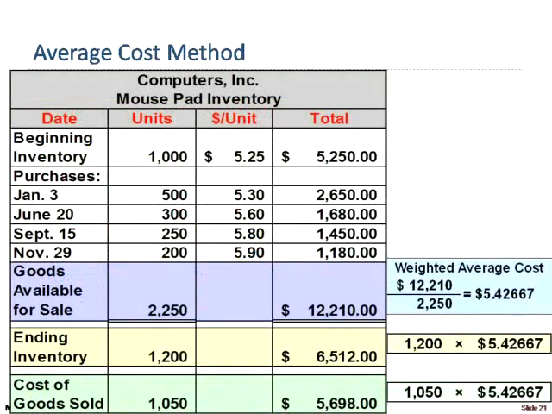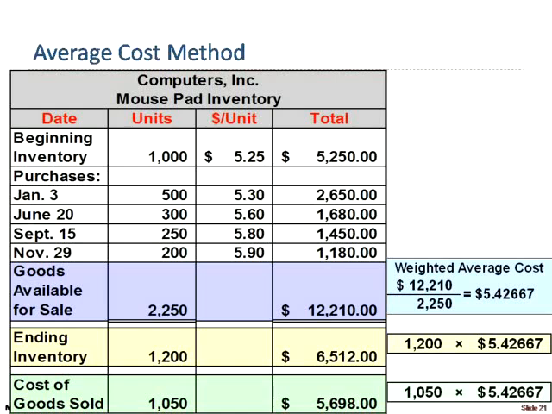First, we need to compute the weighted average cost of the items in inventory. We do this by dividing the cost of goods available for sale of $12,210 by the total units in the inventory of 2,250. The average cost per unit is $5.42667.